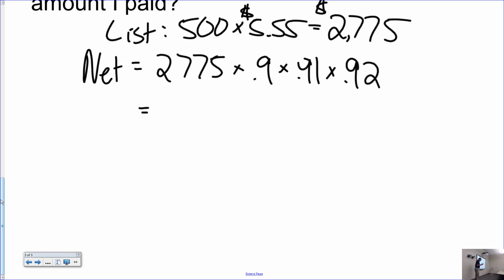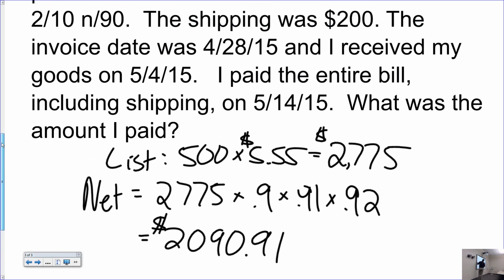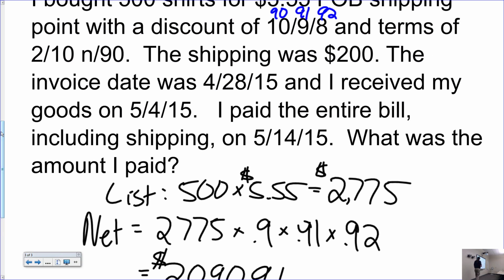So what's my net price? 2,090 and 91 cents. 2090.91. Nice number. Now, there's the shipping of $200. Should I add the $200 of shipping in there right now? Am I done with all of my discounts? Maybe not, right? I may be getting an early payment discount, so wait to deal with the $200 of shipping, right?